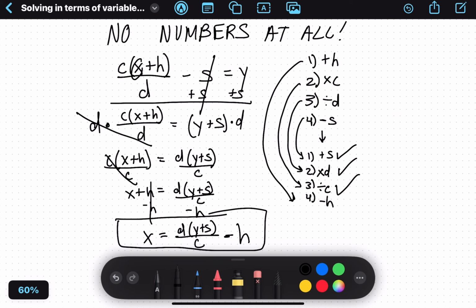The x over here can be found this way as well. So that concludes our lesson today in solving in terms of variables with all letters.